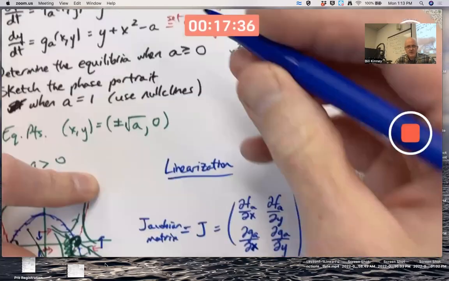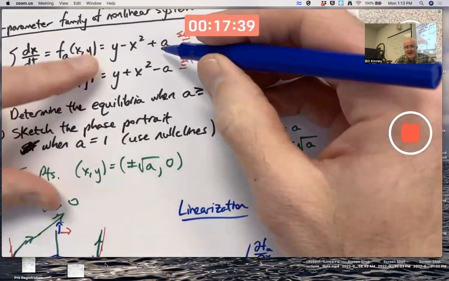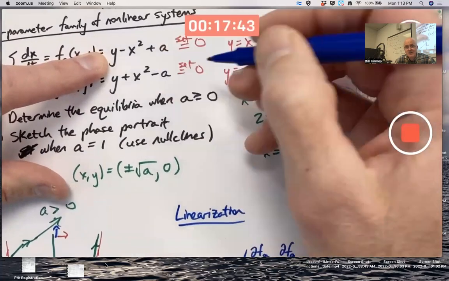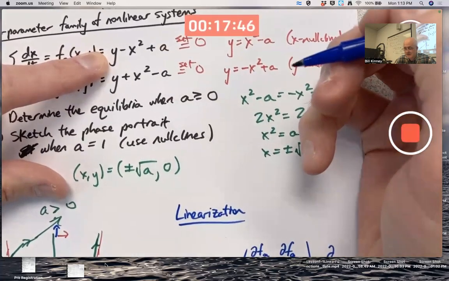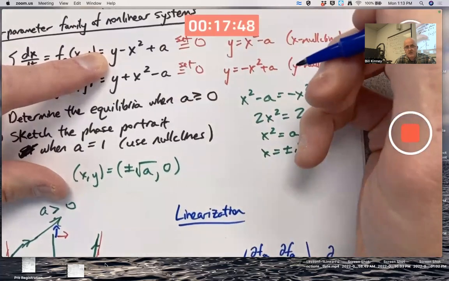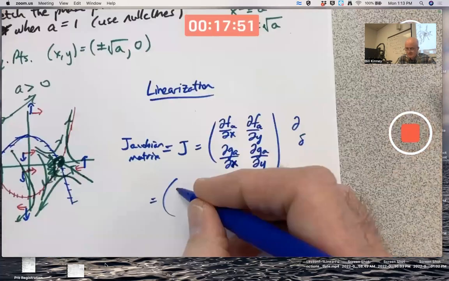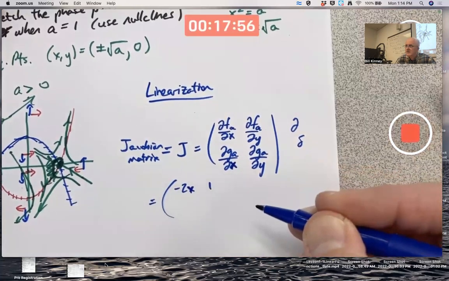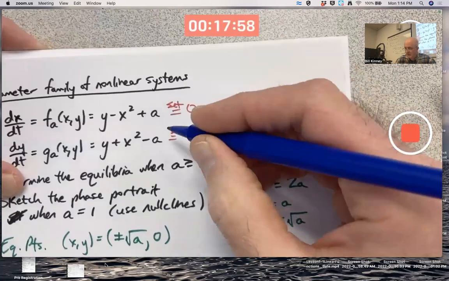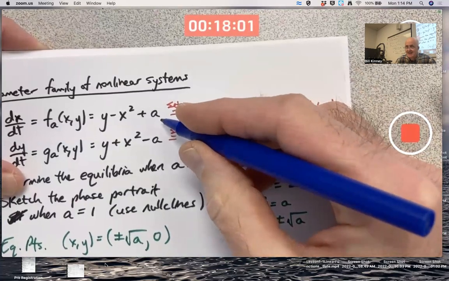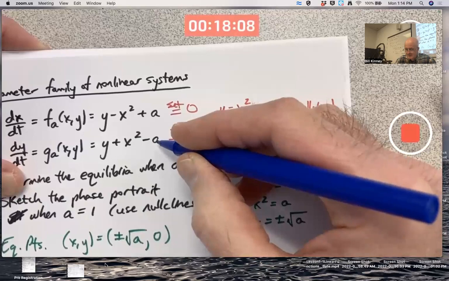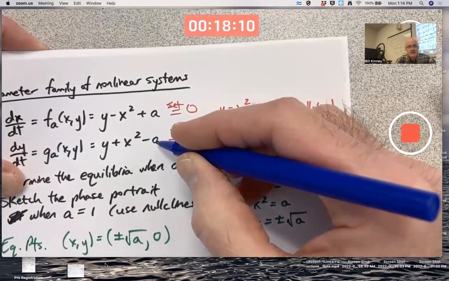Okay, so how do you take partial derivatives? With respect to x, you just treat y as a constant. And of course, a is a constant. So you differentiate this with respect to x, you're just going to get negative 2x. Differentiate it with respect to y, you just get 1. Negative 2x and 1. Right? Differentiate this with respect to x, treat the y and a as constants. It's negative 2x. Differentiate it with respect to y, you get 1. Something kind of similar happens with this one, except the derivative with respect to x is positive 2x.